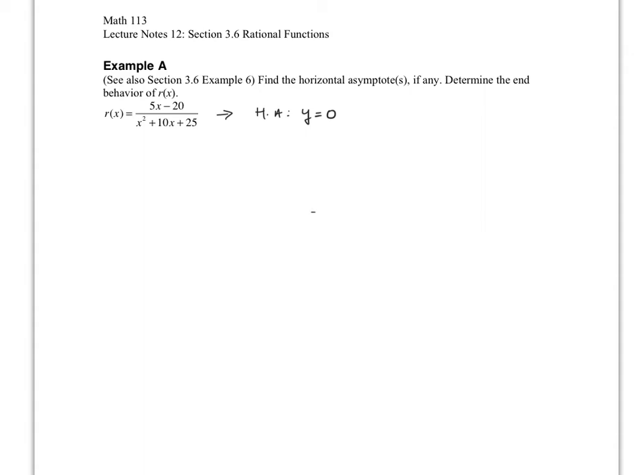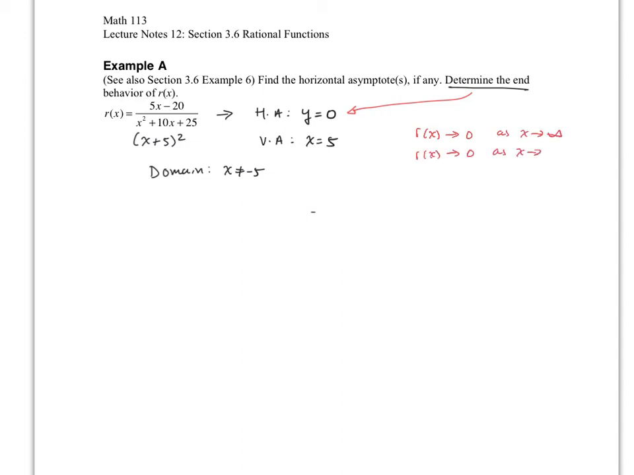That's it. Okay? Now, if you factor the bottom, this is x plus 5 squared. So that means the domain is x cannot be negative 5. So the vertical asymptote will be x equals negative 5. Now the question is also asking about the end behavior. Remember, the end behavior is related to this. So that means that y goes to 0, or in this case, r of x goes to 0 as x goes to infinity, and r of x also goes to 0 as x goes to minus infinity.